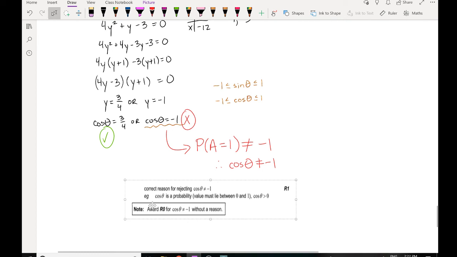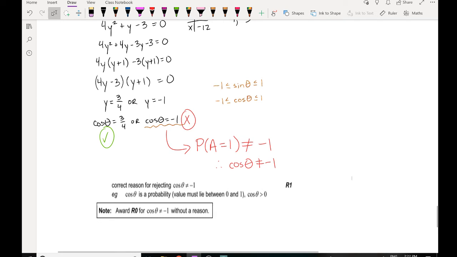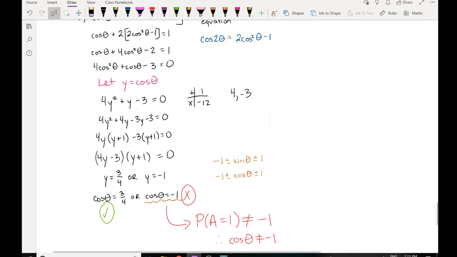So this was the note that would have been provided to all the IB examiners, the people who are marking stuff for that paper. So there's a reasoning mark at the end of the mark scheme, and they say note, award no reasoning marks if cos theta was not equal to negative 1 without a reason. So you did actually have to justify it. You couldn't just reject it because they said they didn't ask for it, which makes sense. They're looking to make sure that you're thinking about it. Okay, so that is 10A.